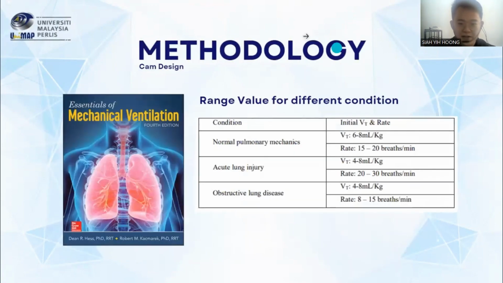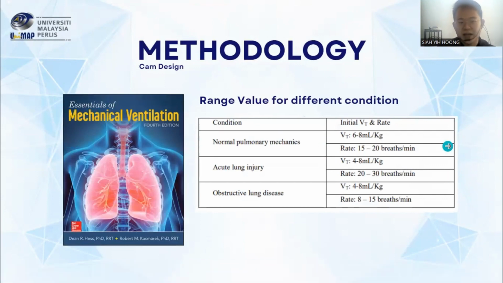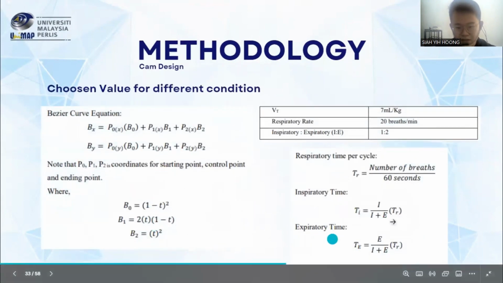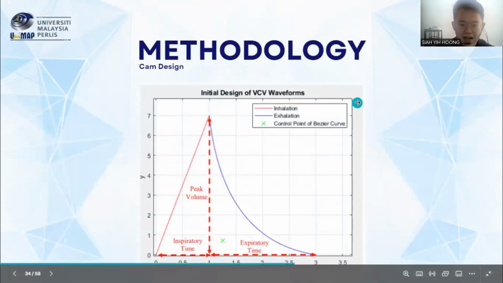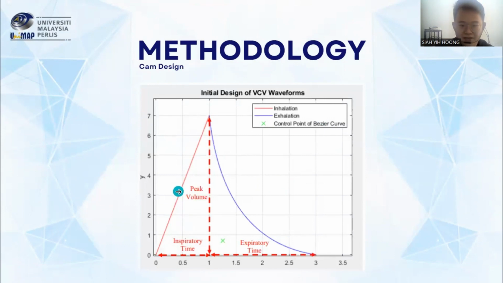Okay, so all of the parameters are taken from the medical book named Essentials of Mechanical Ventilation. So these are the formulas to calculate the Bezier curves. And also, these are the piecewise functions that I mentioned earlier. So these are the straight line equations used for the inspiratory phase and the Bezier curve equations used for the expiratory phase. And the cross one is the control point of the Bezier curves.